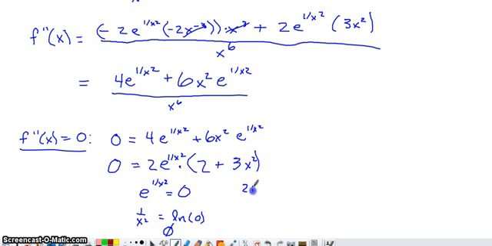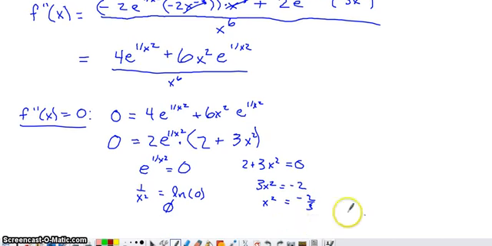I think something similar is actually going to happen if we set this factor equal to 0, because think about what you're going to do. You're going to subtract 2. You're going to divide by 3. And now you're going to say, okay, now I'm ready to take the square root of both sides. How are you going to take the square root of a negative and get a real number? Well, you're not. So we actually have to consider the second derivative being equal to 0, but we don't get any solutions from it.